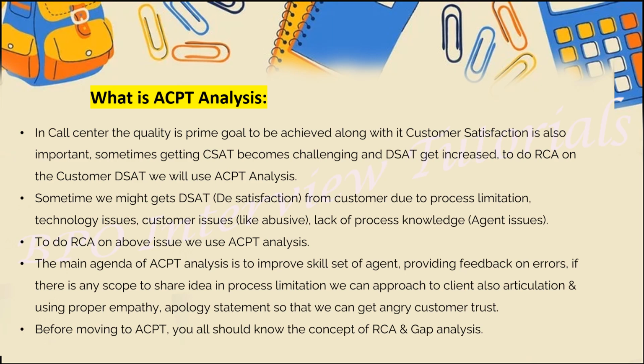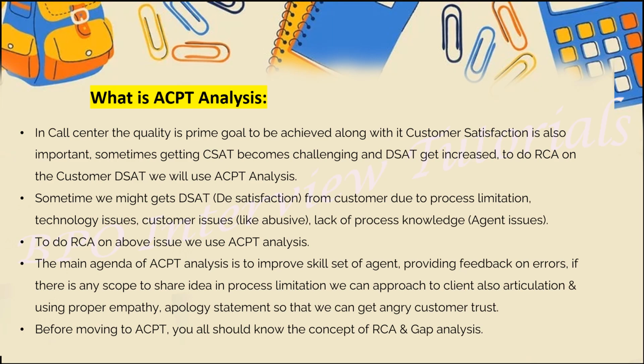What if we lose our CSAT, we move to DSAT or detractors, we can also say. Net promoter score, all this we have seen in the last videos. If not, I'll add the link in the description, you can check, guys. So if we get more DSAT, how we can improve that, what we can do to get more CSAT and reduce the DSAT, all this we can do with the help of ACPT analysis.